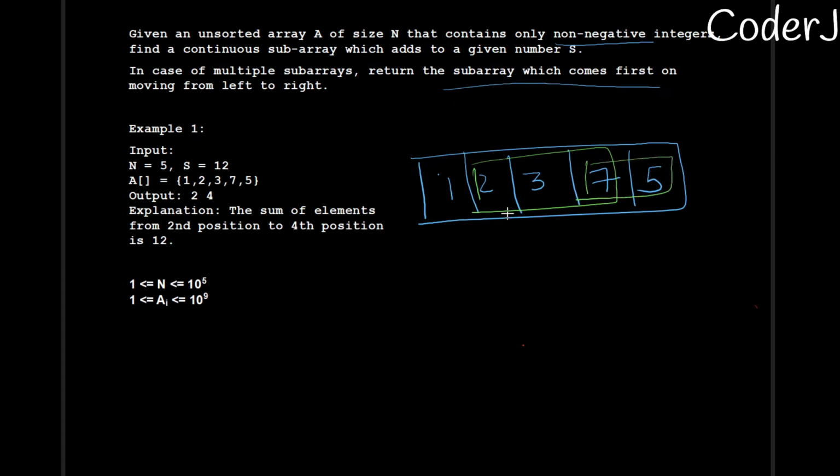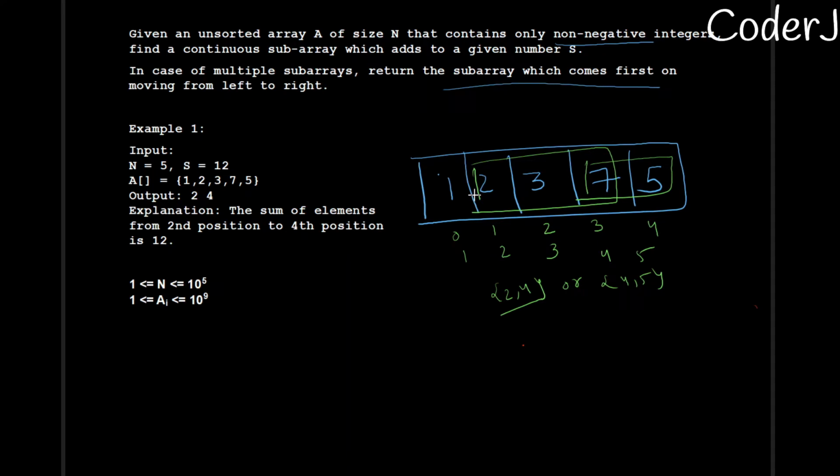We are supposed to return their positions. So the indices are definitely 0, 1, 2, 3, and 4. But the positions, they are starting from 1. So the positions are like 1, 2, 3, 4, and 5. So there can be two answers, right? 2 and 4 or 4 and 5. But since they have already reduced the issue for us, they have said that you have to return the one that you encounter first when going from left to right. So the answer here will be 2, 4.